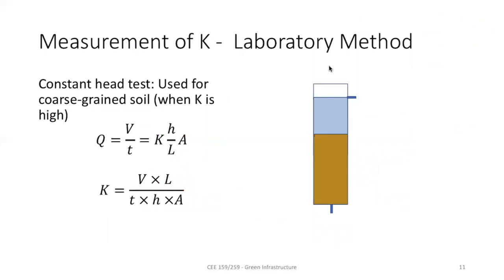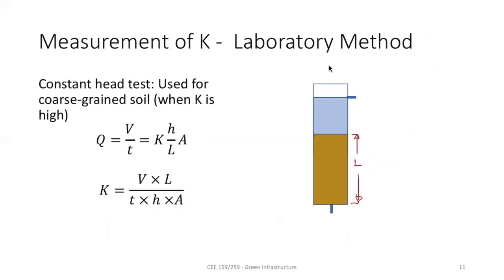There are two different ways to measure hydraulic conductivity. As I said, you can measure flow rate, but how you change the hydraulic head is what determines the different types of laboratory methods. The first one is constant head. If you see, this is the biofilter. Let's say this is the soil media. That length is L.